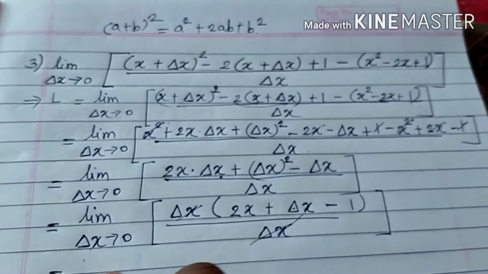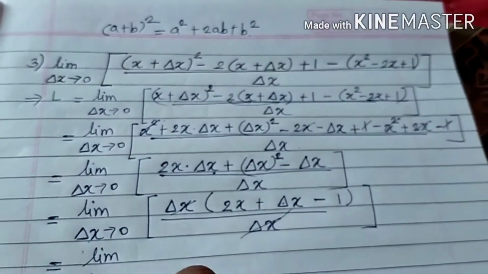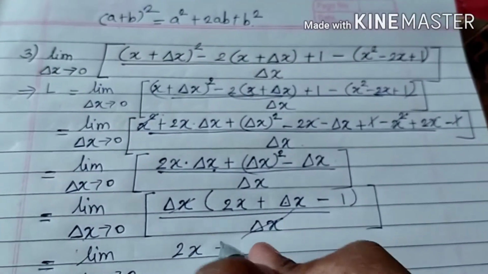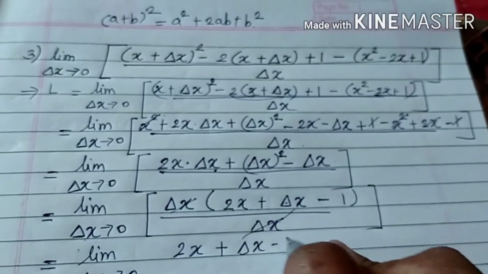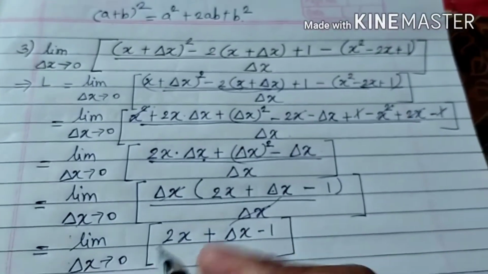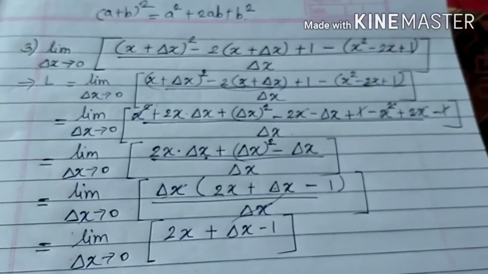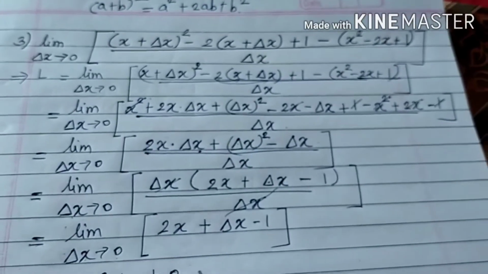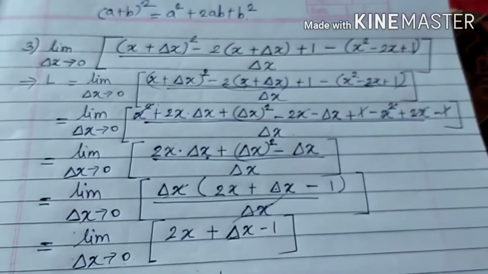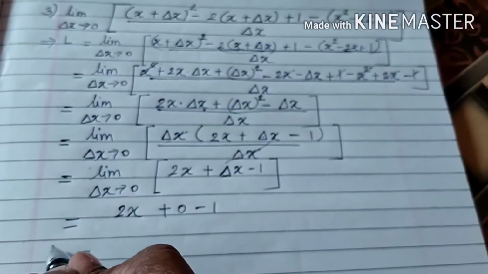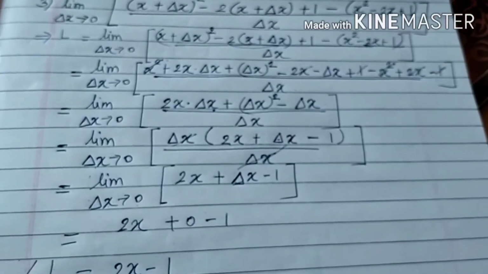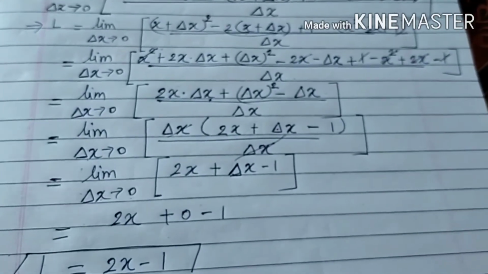So before that, first write the expression as it is, or write the remaining terms. Now apply the limits. So 2x as it is, delta x is 0, so it is 0 minus 2. So your answer is the limit is equal to 2x minus 2. So this is your answer.